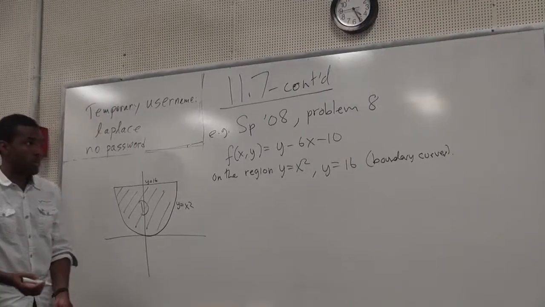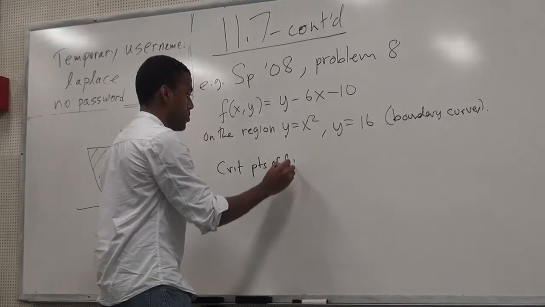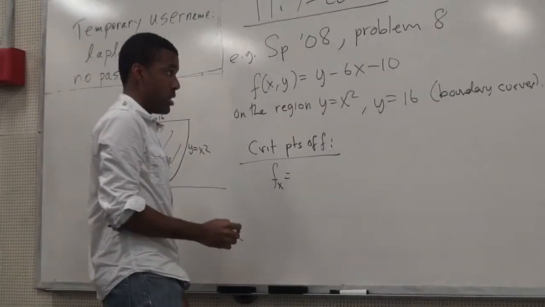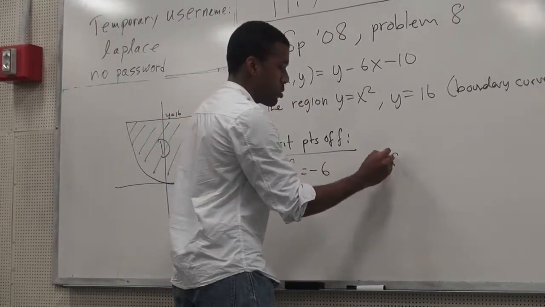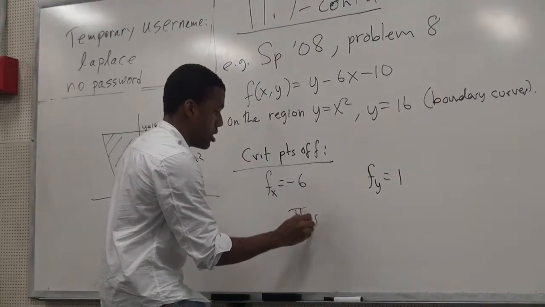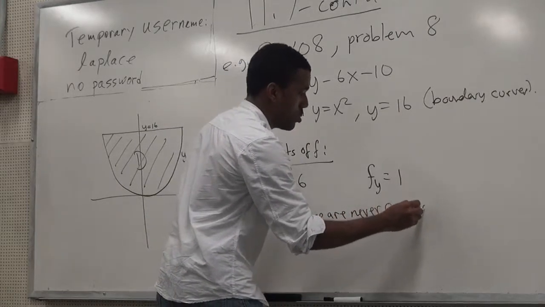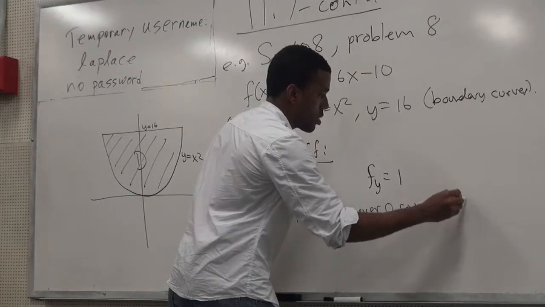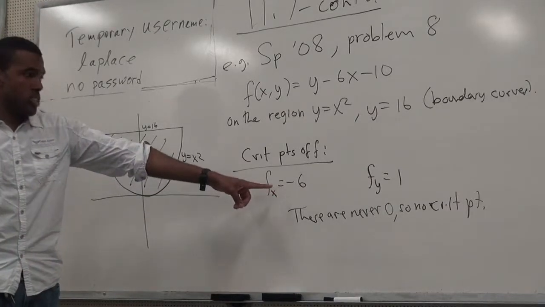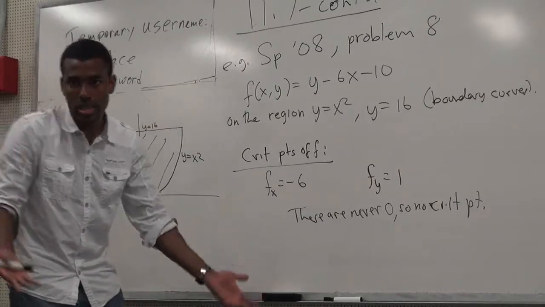So first, what we're going to do is find the critical points. What do you need to do? You need to find the partial with respect to x, right? In this case, it's just minus 6. The partial with respect to y, in this case, is 1. These are never 0, so no critical point, right? Your partials here gave you answers that could never be 0, so there is no critical point. It's never 0 or undefined. So you just move on and test the boundaries.